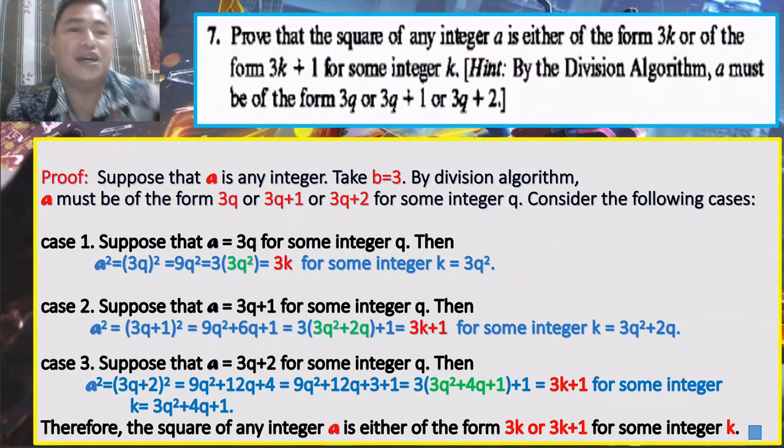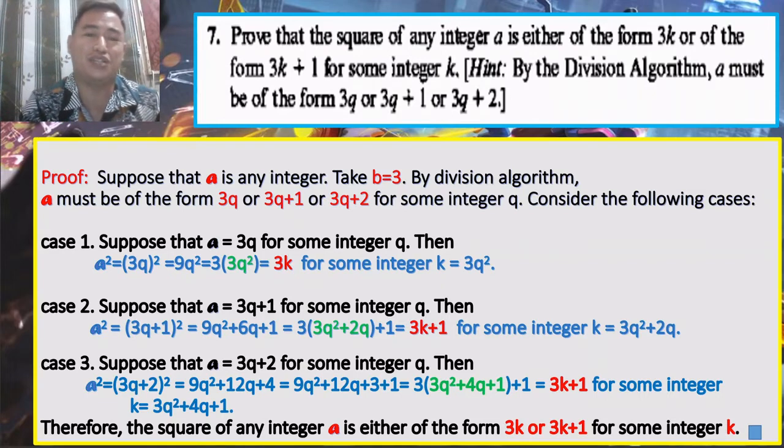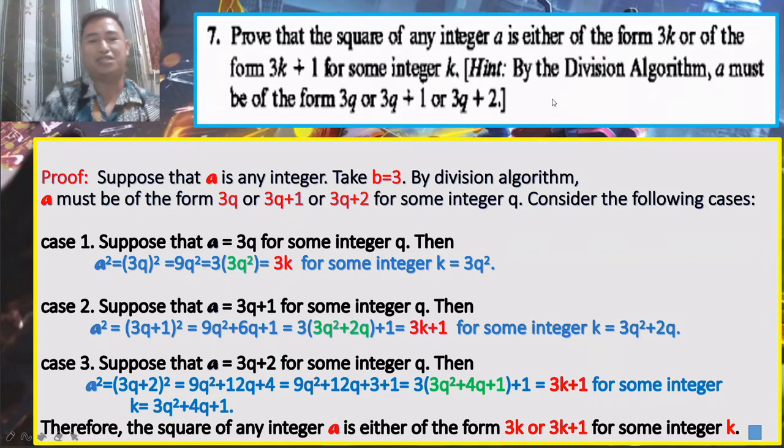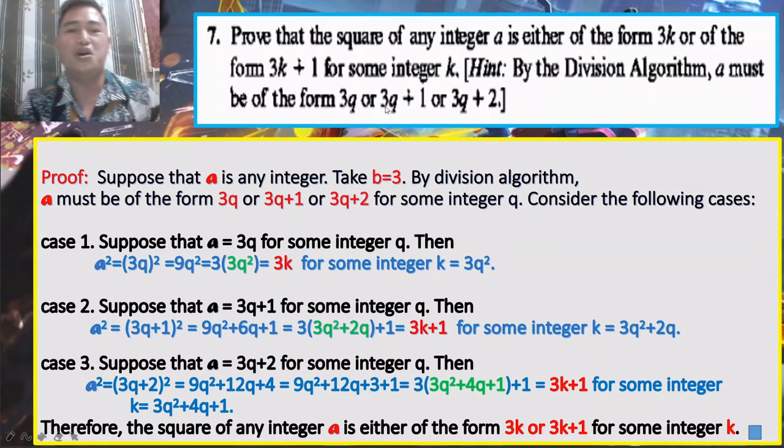Okay, class, another question in the exercises, another one to prove. Prove that the square of any integer a is either of the form 3k or of the form 3k plus 1 for some integer k. Hint: by the division algorithm, a must be of the form 3q, 3q plus 1, or 3q plus 2. So we use the division algorithm here.